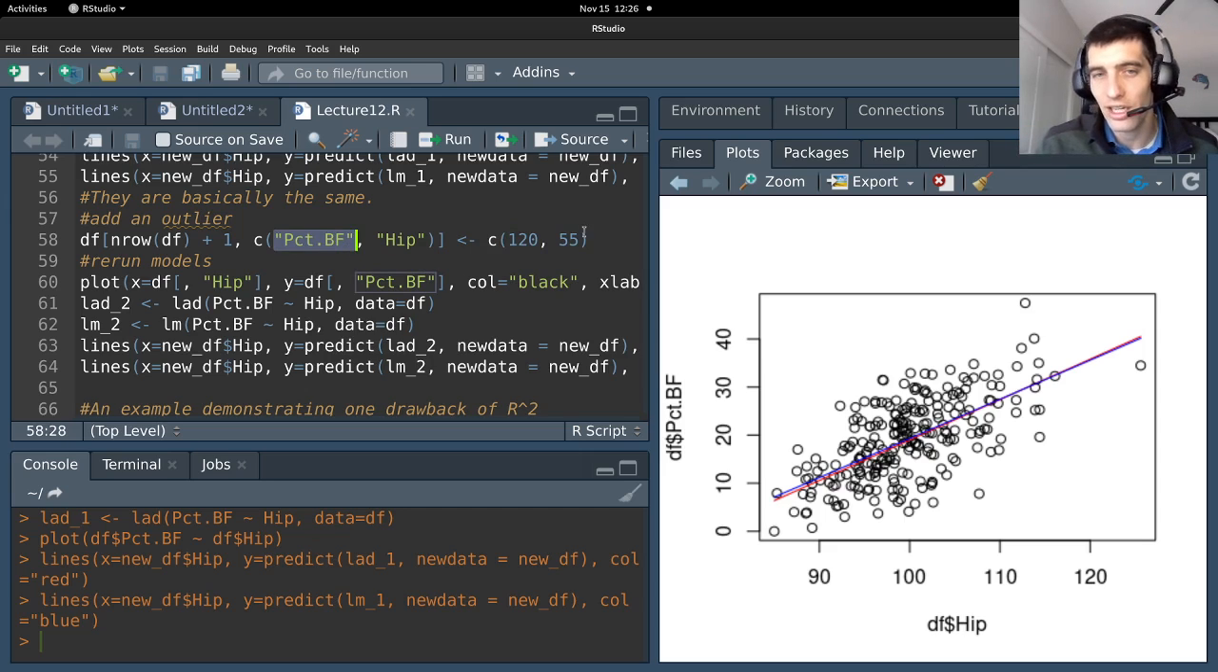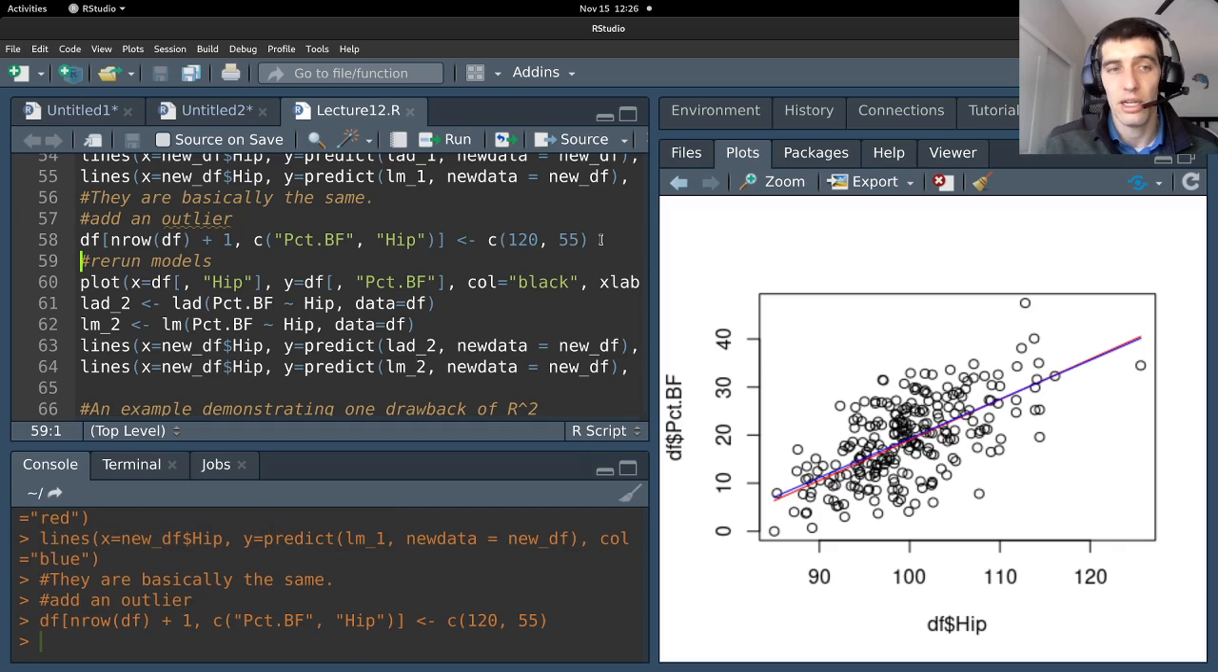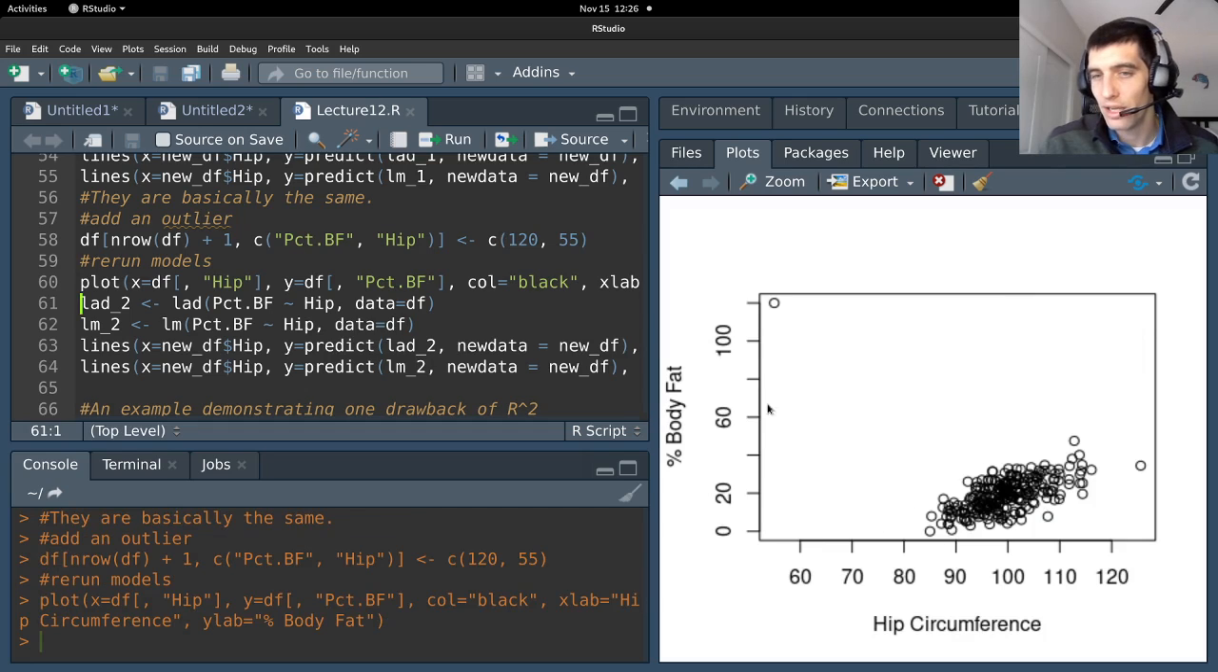So I just have a data entry error where if I flip these, this would be fine. This would be what I would expect. A percent body fat of 55 would be high, but not completely unreasonable. A hip circumference of 120 would be high, but not impossible, right? By switching them, I basically made them nonsensical, and I'm just replicating what would happen if I had a data entry error in this data frame. Okay, so I will plot the points again, and here we have my mistake, a point thrown way off to the side, right? Well, what will happen to the two models?